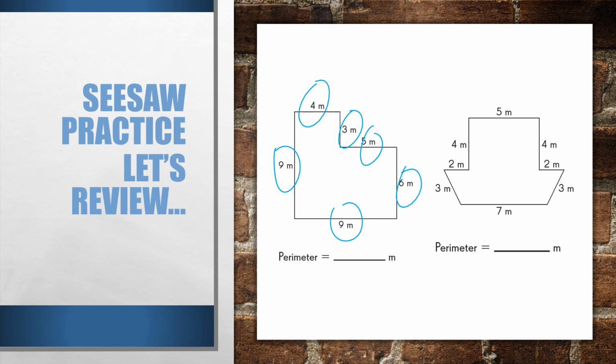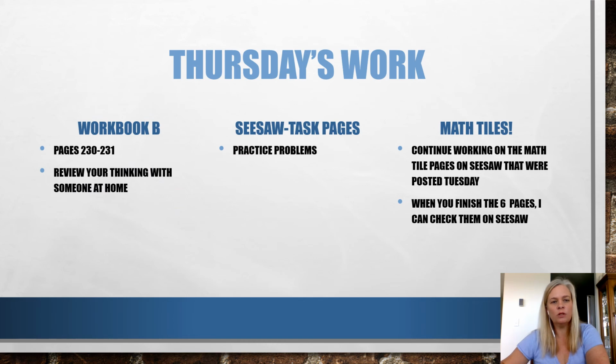Okay, so let's review what you're going to do on Seesaw and in your workbook. All right, do a little work on perimeter in your workbook, page 230 and 231. Again, to review that with somebody at home. You'll have some practice problems on Seesaw. I showed you a couple of those, what they'll look like. Math tiles, go ahead and continue working on those. That's it for today. Tomorrow we're going to combine perimeter and area. Area is something we worked on quite a bit earlier in the year.